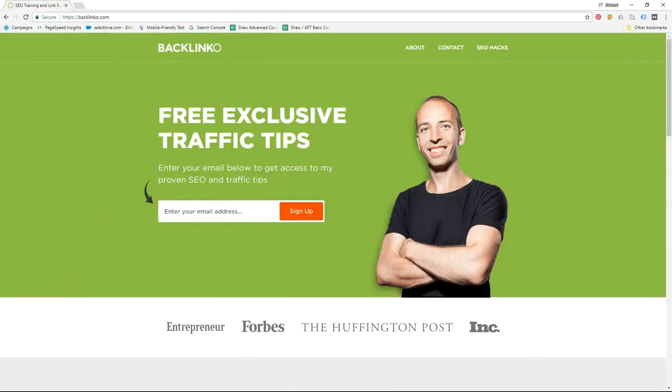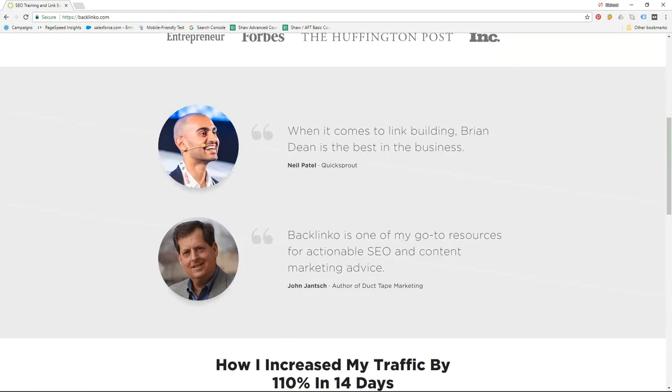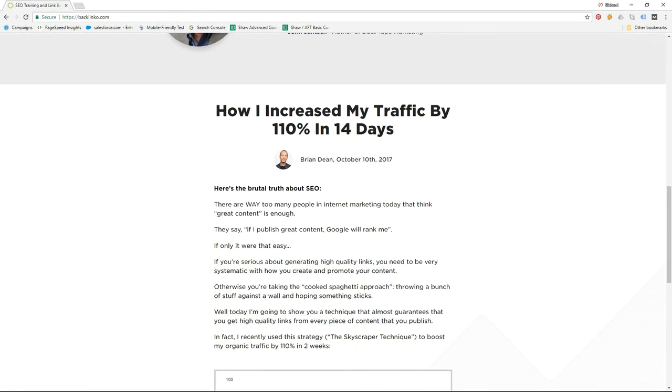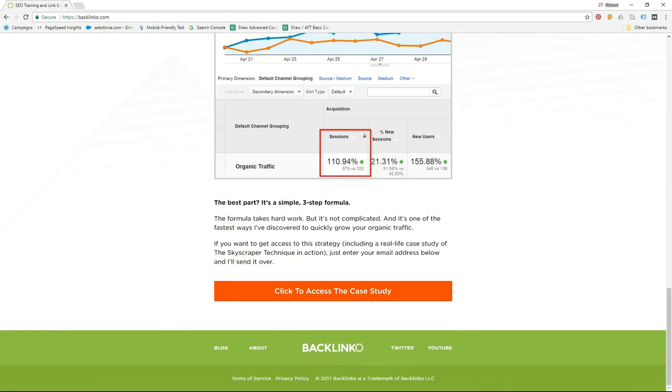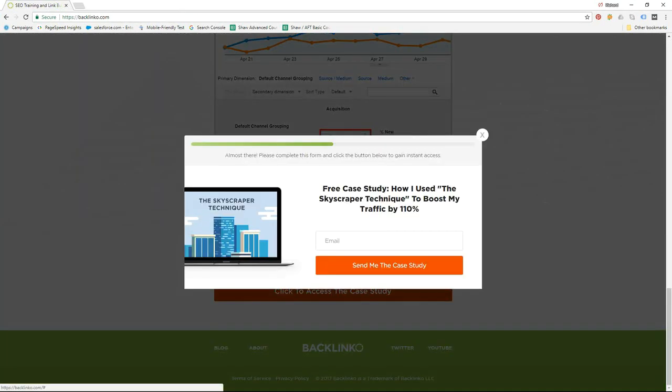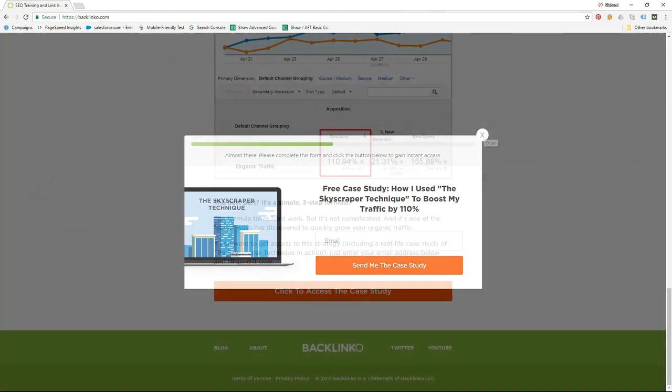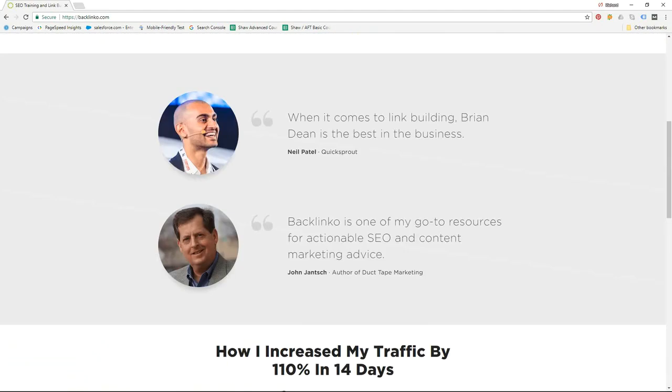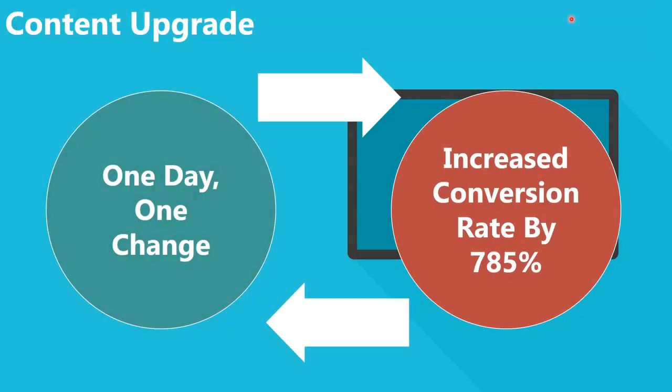So here we go. This is his blog. It's all about increasing conversions. So there you go: access the case study. You probably have to give your email. So that is his way of converting people. Clever, hey? You can kind of see it there in action. But when he first implemented it, it gave him 785% higher conversion. How crazy cool is that?